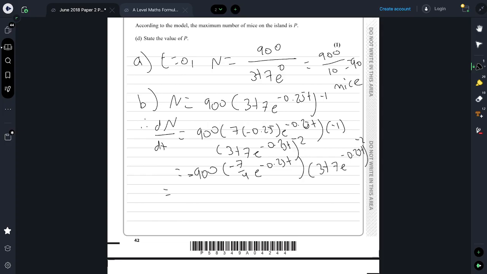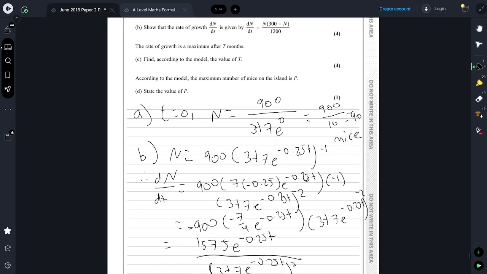Now let's put it all as a fraction. Let's get rid of this index here. So it's going to be minus 900, and then we can times the minus 900 by the minus 7 over 4. So you're left with 1575 e to the minus 0.25t all over (3 plus 7e to the minus 0.25t) squared. Hopefully that's the derivative, and we can get the answer from this.